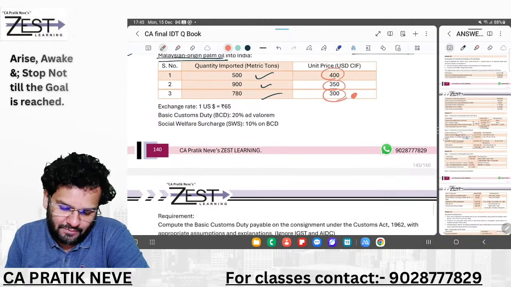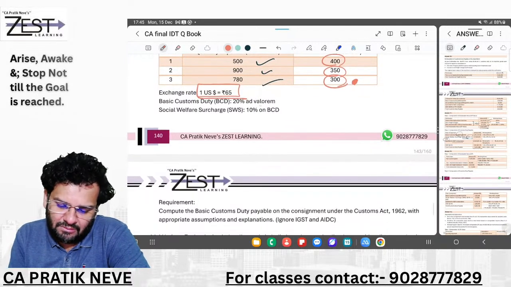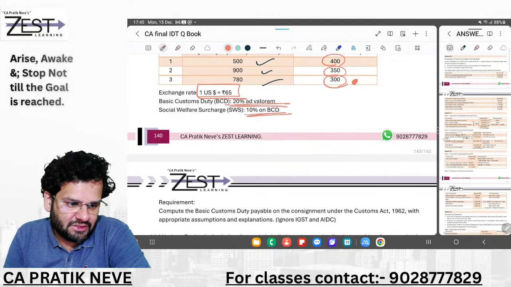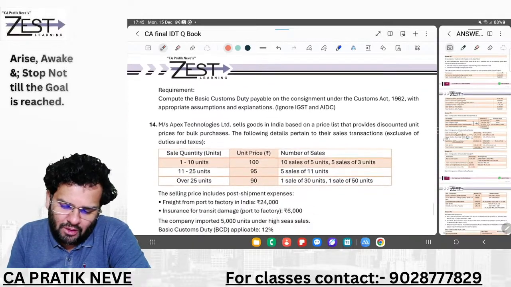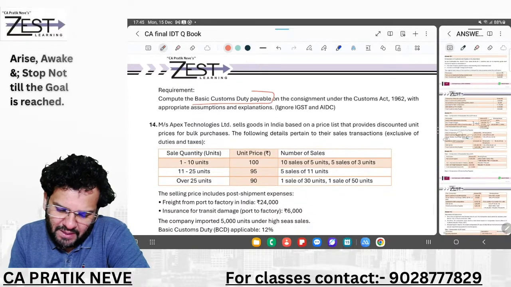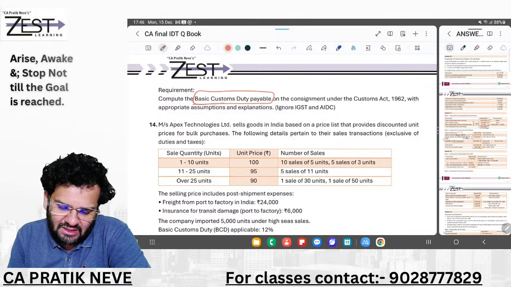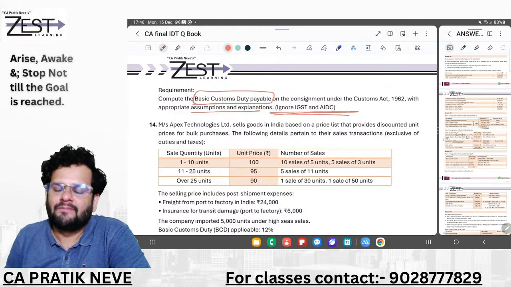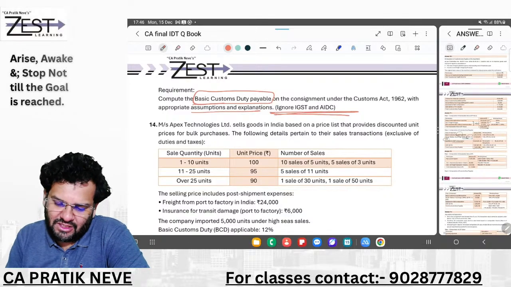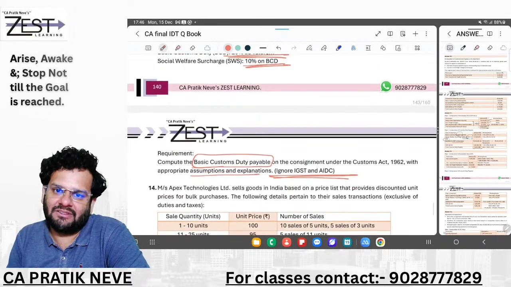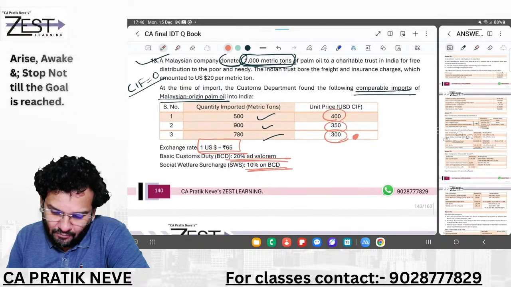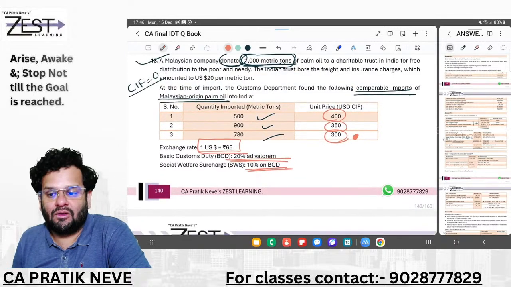So this 300 will be taken as assessable value. Exchange rate is 1 US dollar is 65. Basic custom duty is 20% ad valorem. SWS you always know is 10% of BCD. You have to compute basic custom duty payable on the consignment under the Customs Act with appropriate assumptions and explanations. Ignore IGST and the AIDC, that is the Agriculture Infrastructure Development Cess, that is to be neglected. Main is what is the assessable value.